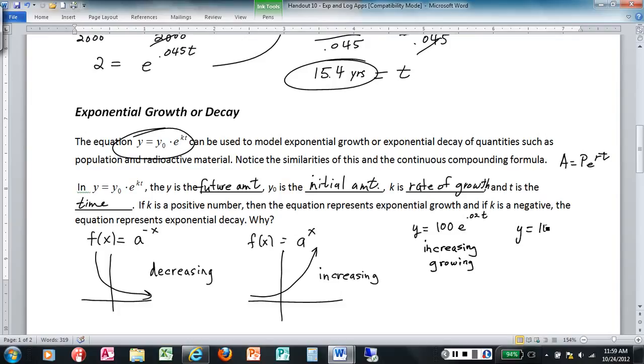However, if y equals 100 e to the minus 0.3 t, yeah, that one's going to more closely look like the one here on the left, right? This decreasing model, because we've got a negative in the exponent there. So that one's the decreasing variety, and so that is decaying instead of growing. So that's what we're saying. If the rate is positive, it's growth. If it is negative, it is decay. Okay? All right.